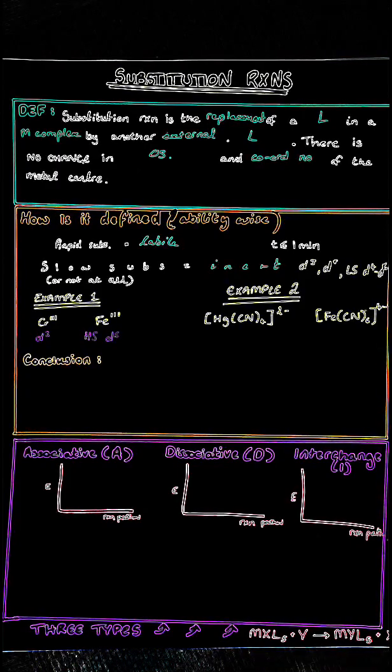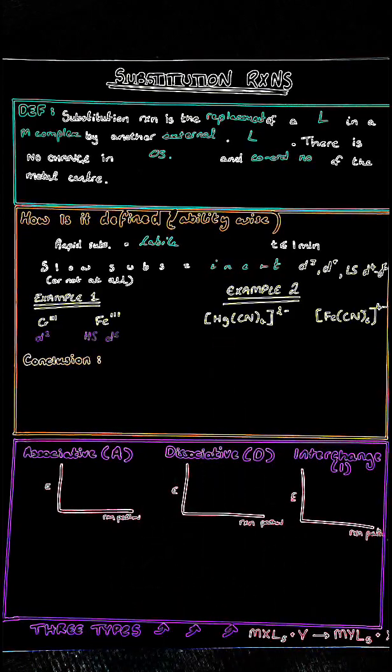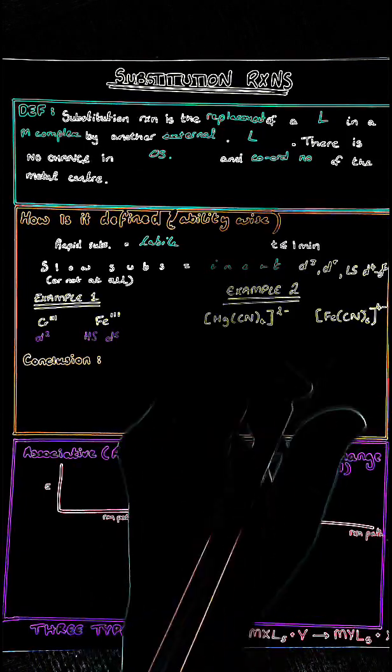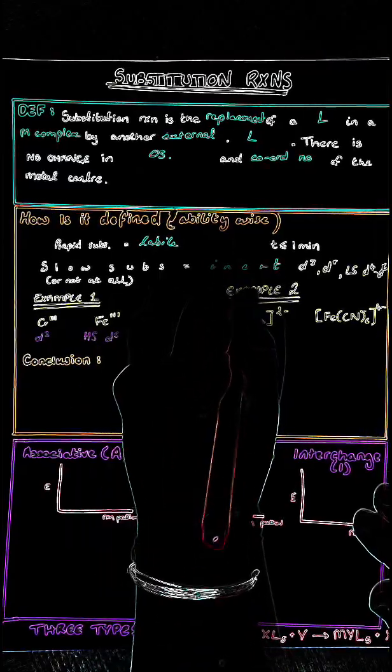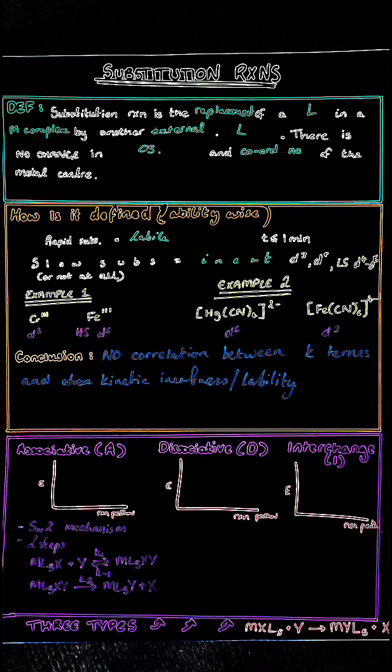Another way to look at it is kinetic stability. Mercury 2 has a much higher stability constant than iron 2 with substitution of water with cyanide. But this isn't in fact the case because they're both inert. Mercury 2 is d6 and iron is d10.